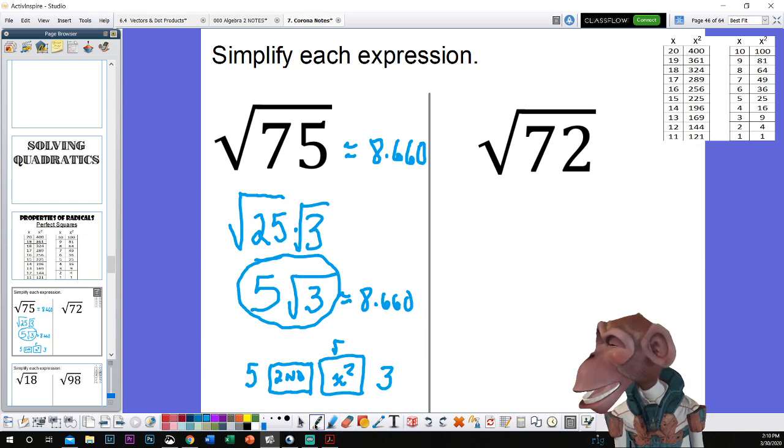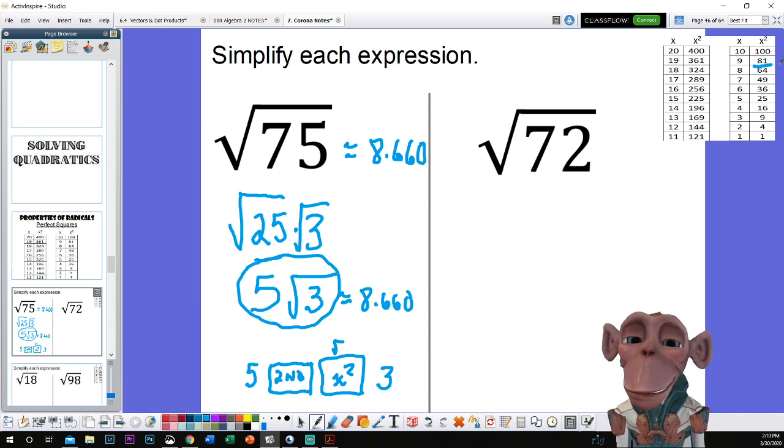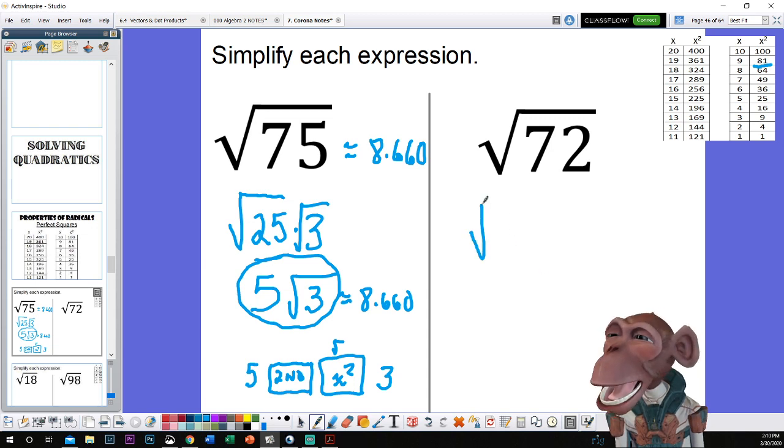So 72, where does that fall on the list? It falls also right here between 81 and 64. So I have to find the first number that I can divide evenly into 72. 72 divided by 64 does not work. 72 divided by 49? Nope. 72 divided by 36? Yes, that gives me 2. So this is the same thing as 36 times 2.